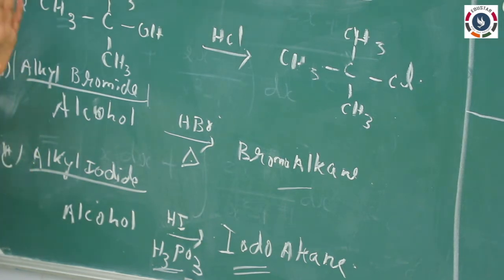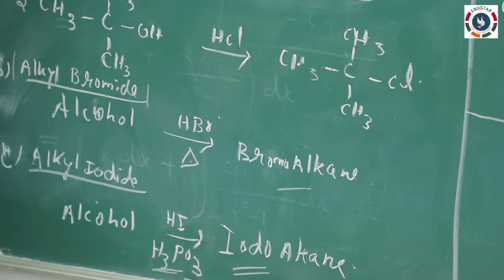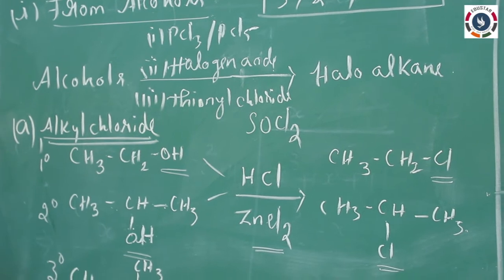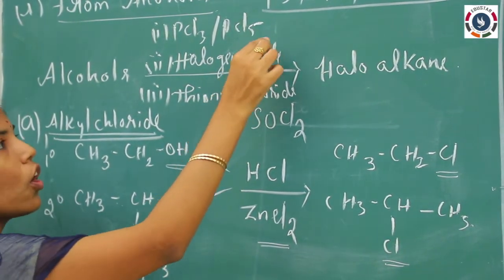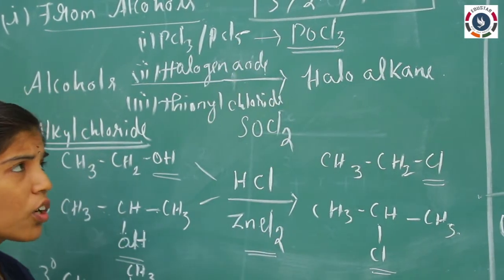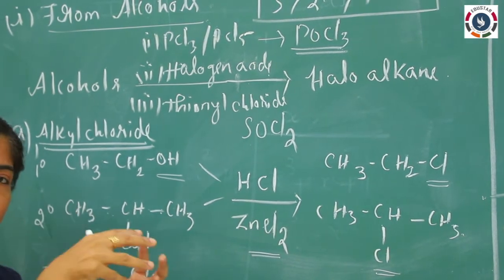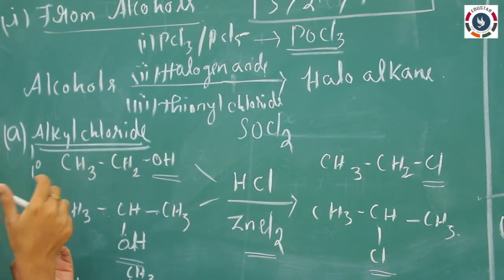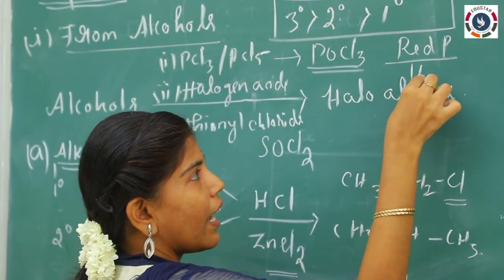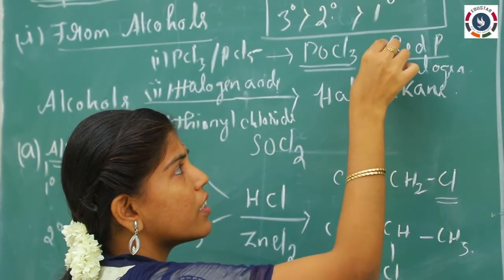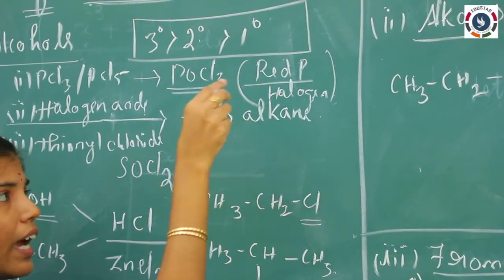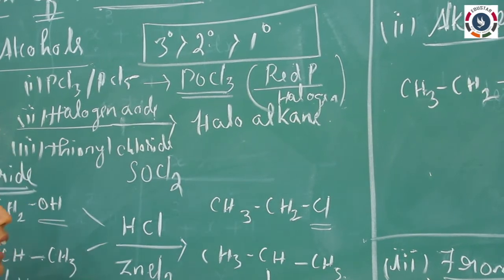So I have completed the halogen acids. Now PCl3 and PCl5, that is phosphorus trichloride and phosphorus pentachloride, will give the alkyl chlorides. It also gives a large amount of POCl3 in situ during the reaction. Rather, we can also use red phosphorus along with the halogen. This method is also used. That is, with the alcohol, red phosphorus and halogen are added, then we also get the alkyl halides.